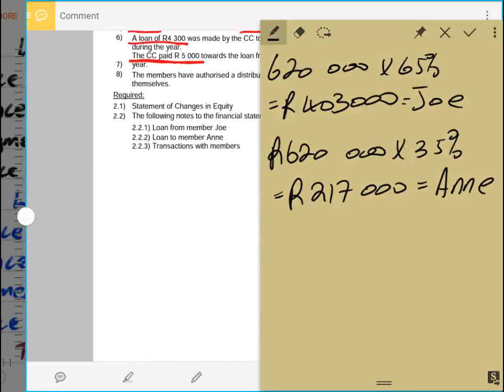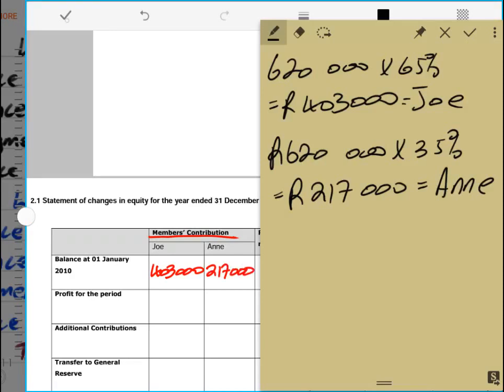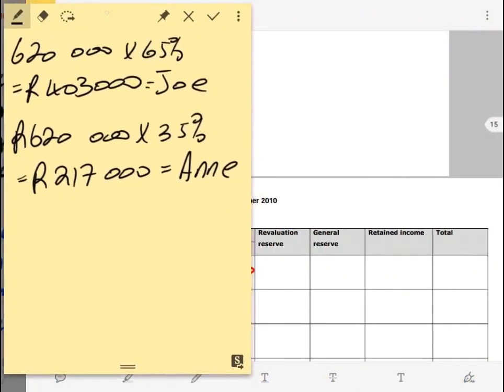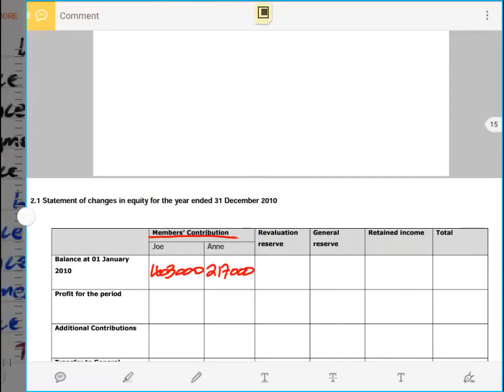So now we can immediately go and record the opening balances of these two members. The first member being Joe, 403,000 rands, and the second member being N, 217,000 rands. So now these were the opening balances that we have to calculate using the members' interest.